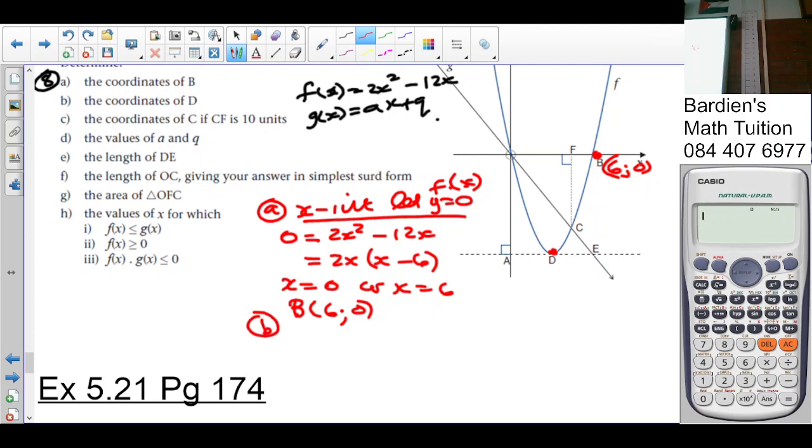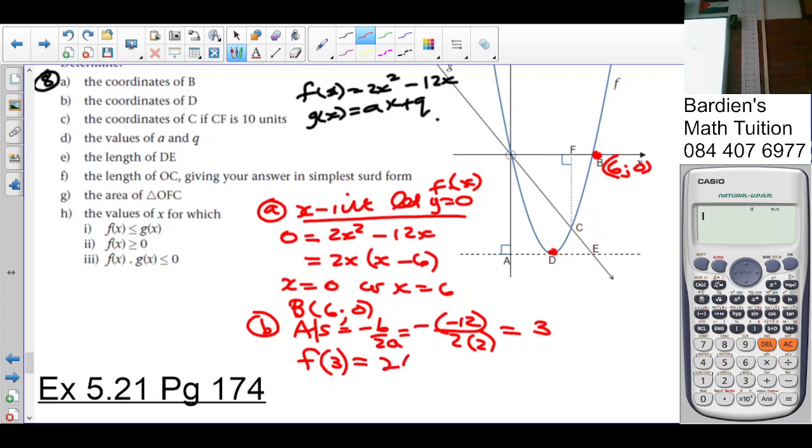Turning point. How do you calculate the turning point? Axis of symmetry, which is minus b over 2a, which is negative minus 12 over 2a, which is 2, which gives me 3. Is that correct? We now substitute that back into the formula.